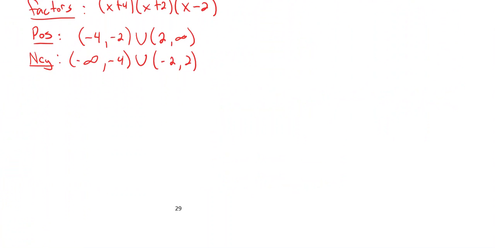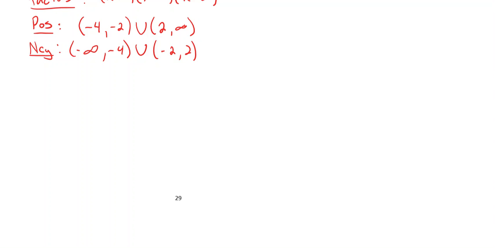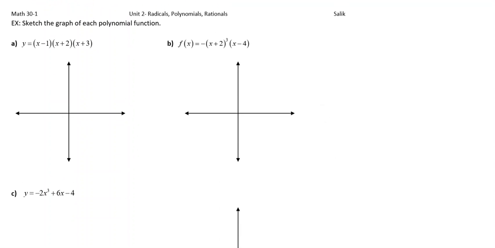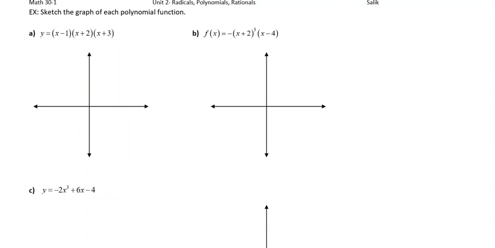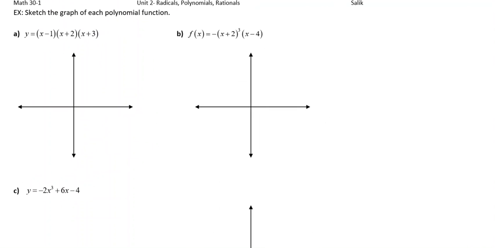So let's draw some of these now. It says sketch the graph of each polynomial function. So for the most part for us in 30-1, we have to figure out our x-intercepts. That's like a must. Our y-intercept. And then just generally which quadrant it starts in, which quadrant it ends in. And then we can make a rough sketch.